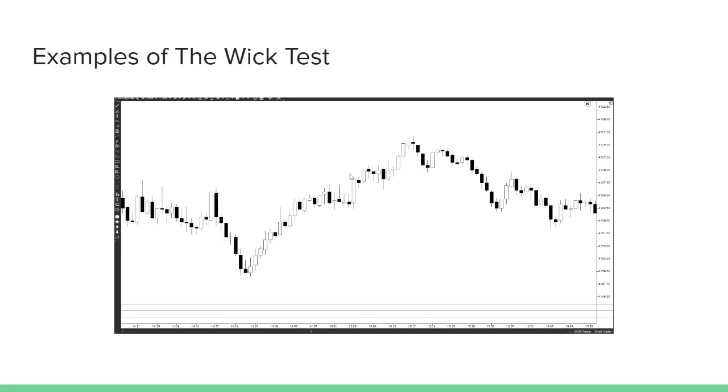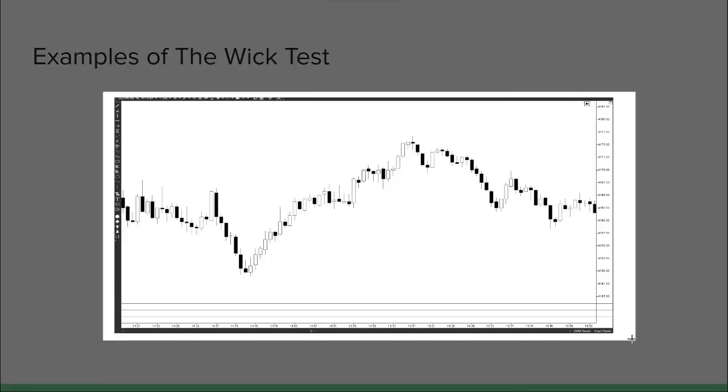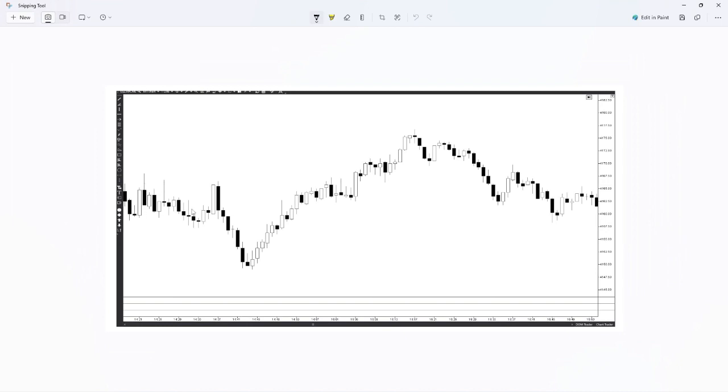Examples of the wick test. So we're going to pop over here. How I'm going to do this is I'm just going to go bar by bar, and if I see a wick test, then we're going to talk about how to take that. So starting here is really our first turn candle, followed by our impulse. Now we know that this is a valid setup, assuming we get the retrace to, excuse me.